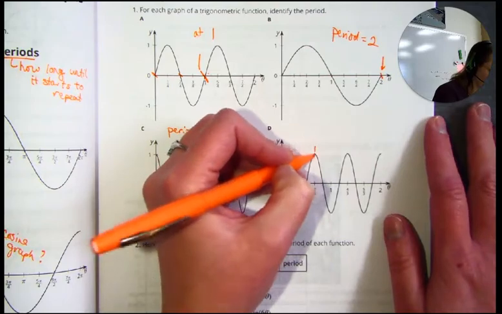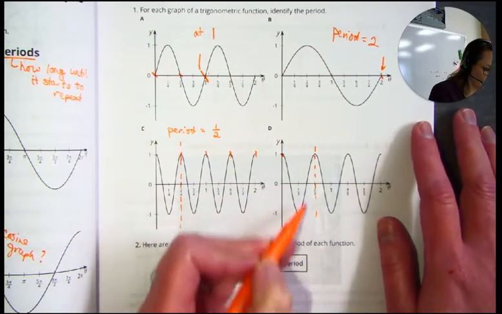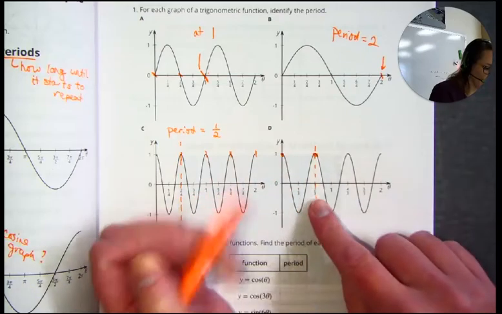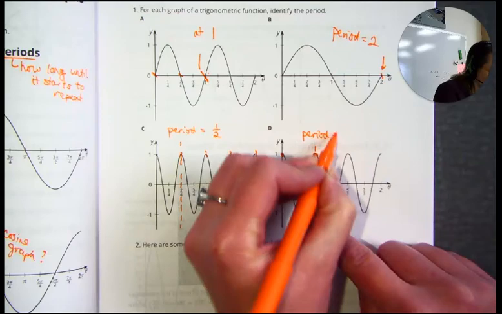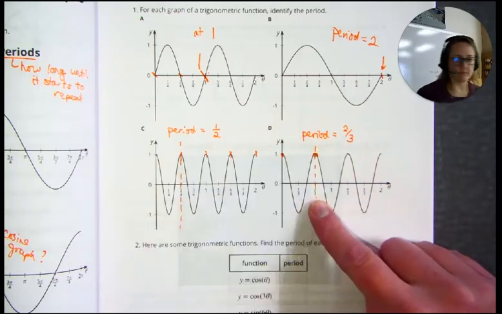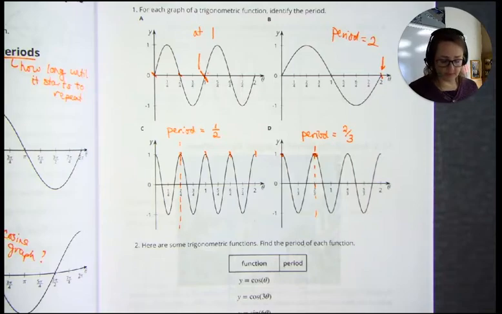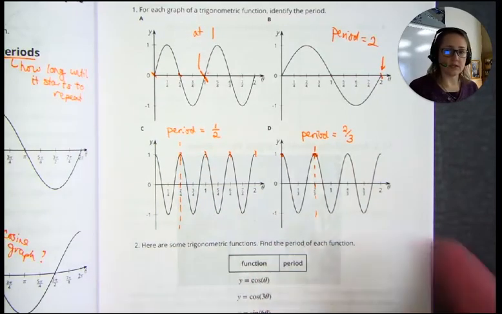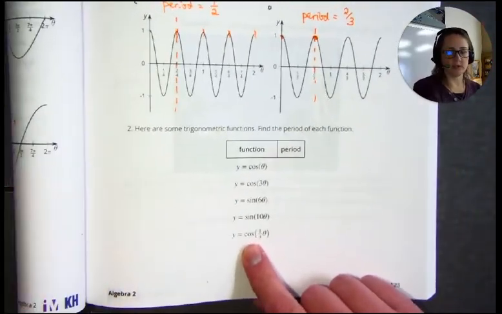Working ahead of me, you're probably seeing that the next one has this repetition. It starts up here at 1, dips down, repeats, and returns to 1 at 2/3. So the period equals 2/3. Picking out a period from a graph is pretty easy, looking at just how long it takes before the pattern starts to repeat. Finding the period from a function might be a little bit more challenging.